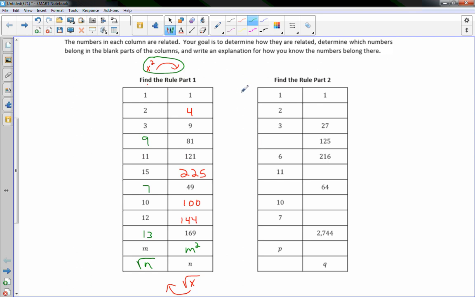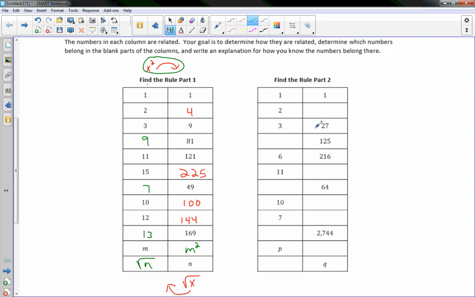And there is my rule for part 1. All right, so rule for part 2. Again, I could say 1 times 1 is 1. That's true. But 3 times 1 is not 27, so it's not times 1. 1 plus 0 is 1, but 3 plus 0 is not 27.